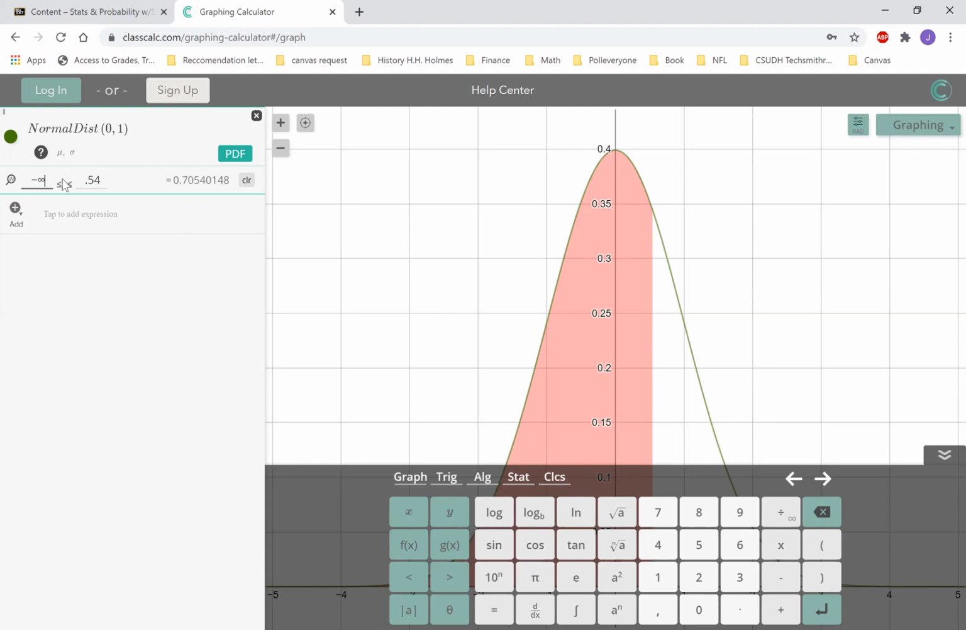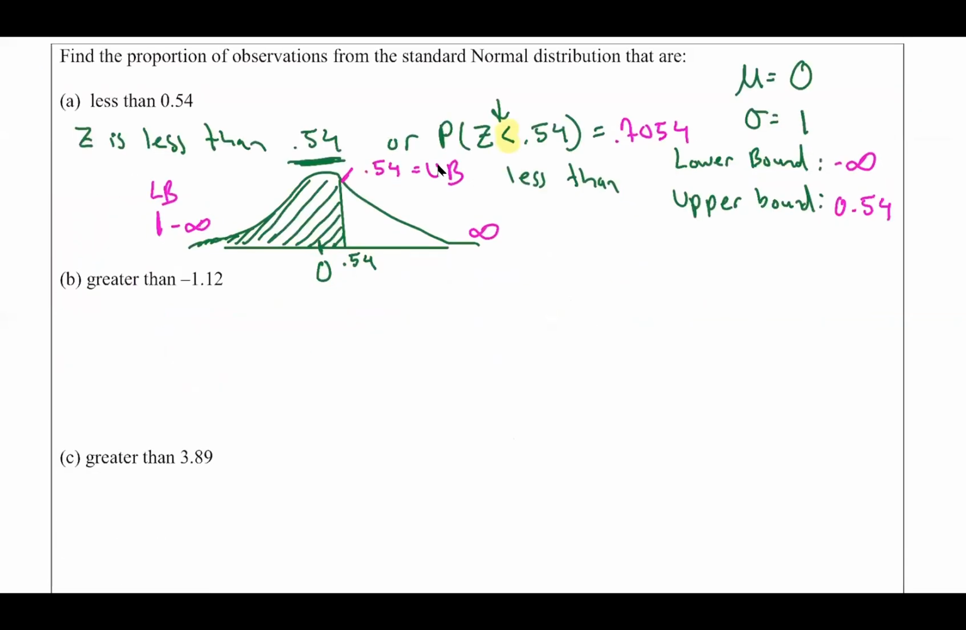All right, everybody good on this? I'm going to transfer back, and we're going to do part B. Part B says greater than negative 1.12. If I was writing that, it would say Z is greater than negative 1.12. So let's go ahead and draw this out.